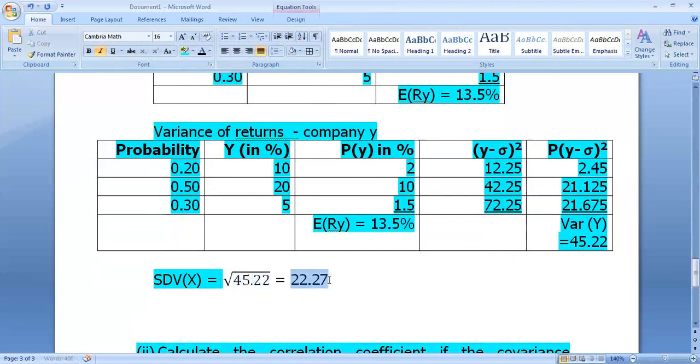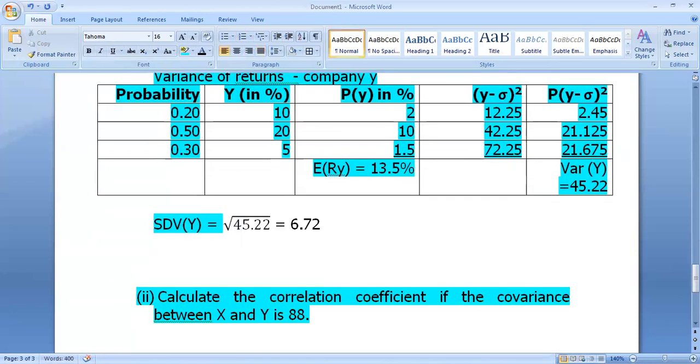This is 45.22, our variance. Remember, the standard deviation is the square root of the variance. So the square root of our variance is 6.72. That is the standard deviation of the returns of company Y.